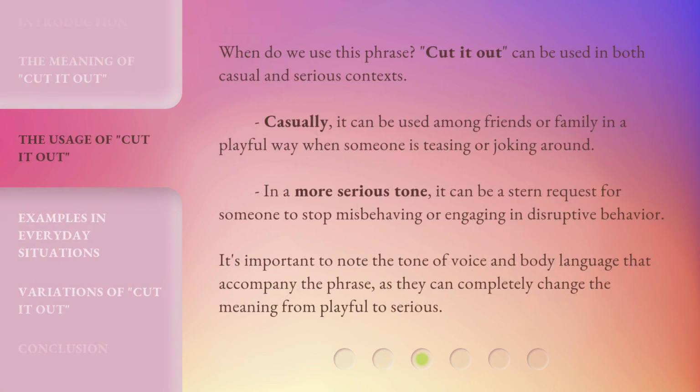When do we use this phrase? "Cut it out" can be used in both casual and serious contexts. Casually, it can be used among friends or family in a playful way when someone is teasing or joking around. In a more serious tone, it can be a stern request for someone to stop misbehaving or engaging in disruptive behavior. It's important to note the tone of voice and body language that accompany the phrase, as they can completely change the meaning from playful to serious.